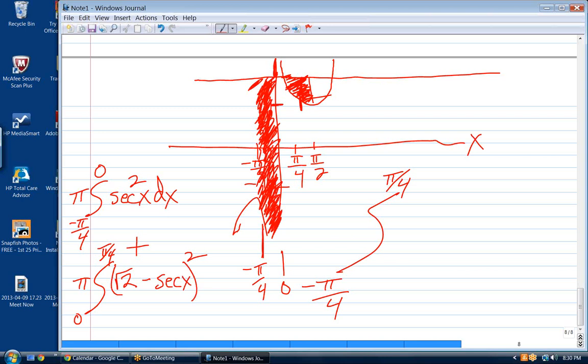No, excuse me, it's the inside radius squared minus the outside radius squared. So it's this squared minus this squared, which is good because it's easier to integrate. This is just the integral of 2, so that becomes 2x. And the integral of secant squared x, oh gosh, that's another one of those difficult ones to do.